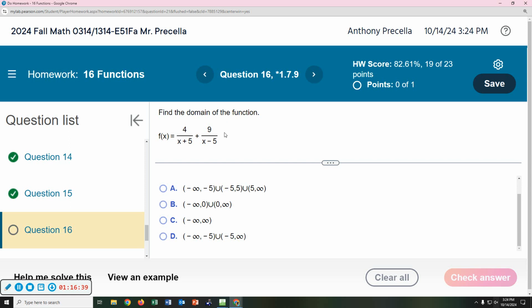I claim there's 2 numbers you can't plug in for x. Like on the second fraction, you can't plug a 5 in because that'd give you 9 over 0. What number could you not plug into the first fraction? What would give us 0 down here? -5. Switch over. It doesn't matter.